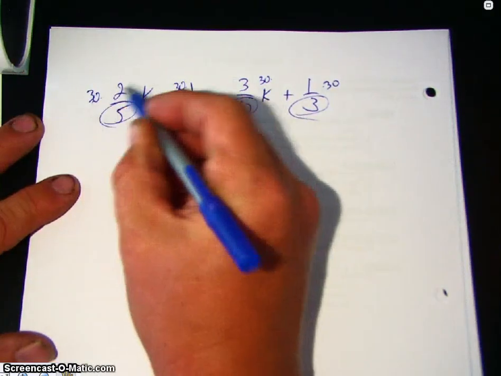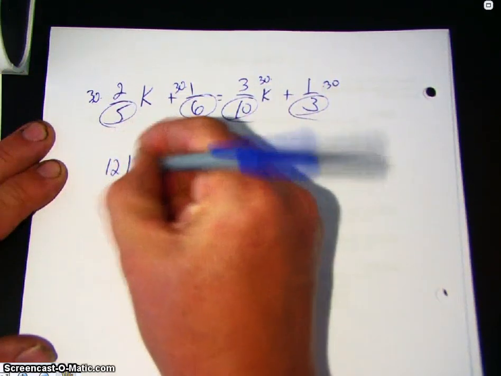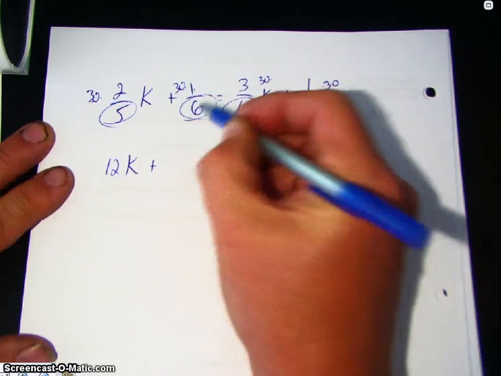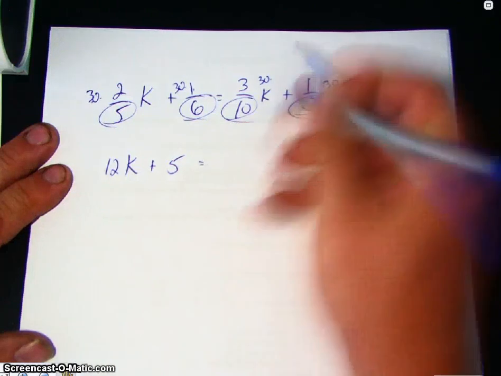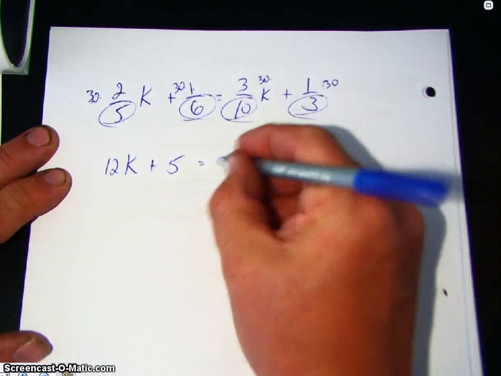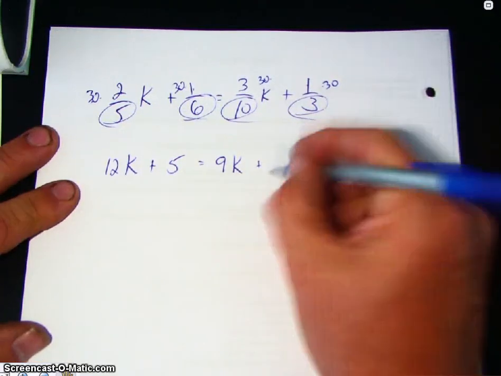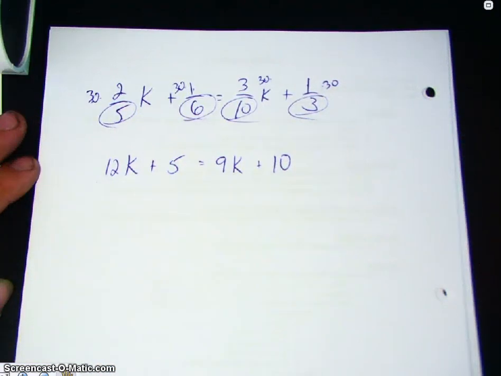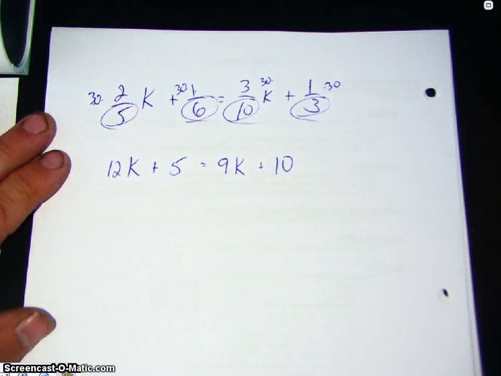So 30 times 2, and then divided by 5, gives me 12k. Again, you can use the calculator. 30 times 1 is 30, divided by 6 is 5. 30 times 3, which is 90, divided by 10 is 9k. And then 30 times 1 is 30, divided by 3 is 10. See how nice? There are no fractions now. You don't have to work with fractions again, except at the end you might have to simplify.